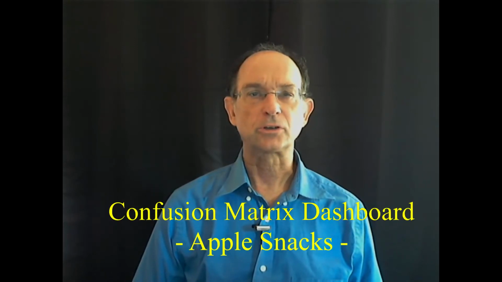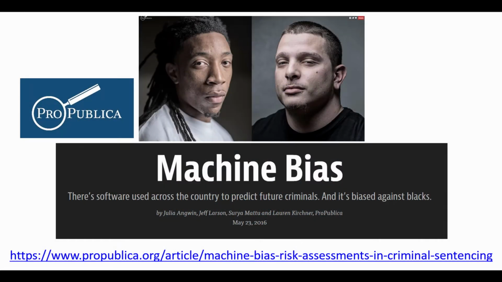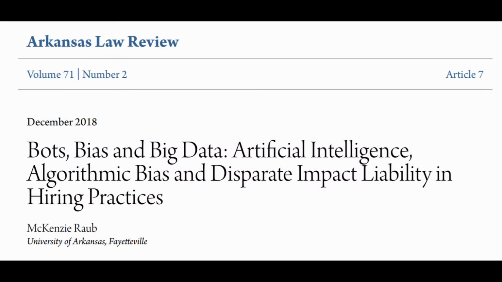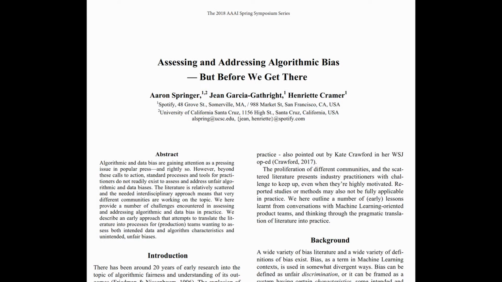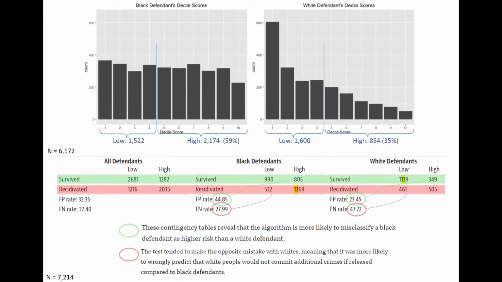The confusion matrix is often used to assess bias in prediction and decision processes. There's a lot of concern these days about algorithmic bias, which can happen when predictions and decisions are made by machine learning algorithms trained on data. Does the confusion matrix help us measure algorithmic bias? Well, the answer is yes and no. Maybe. Sometimes. It depends. If that sounds confusing, well, it is confusing.